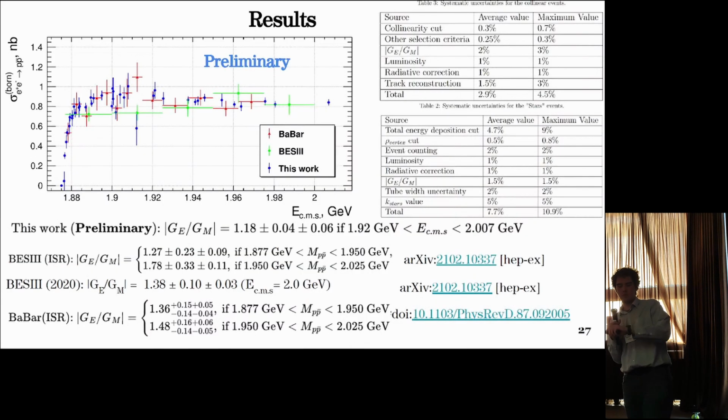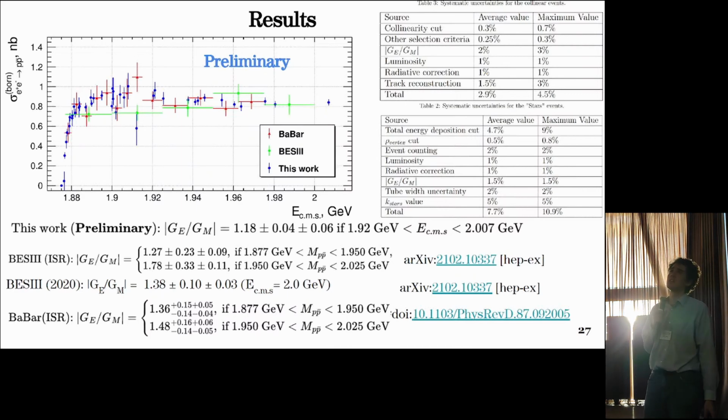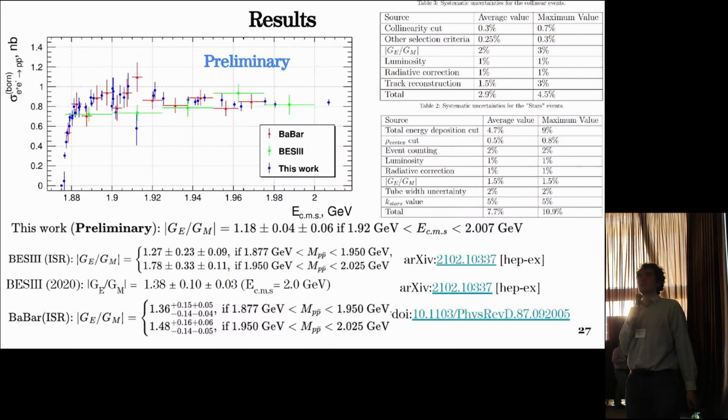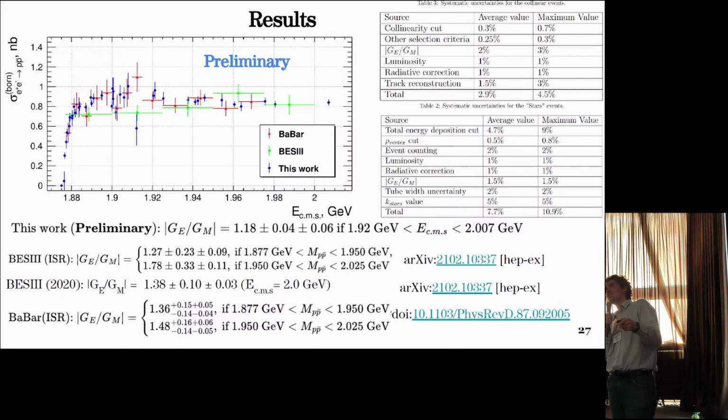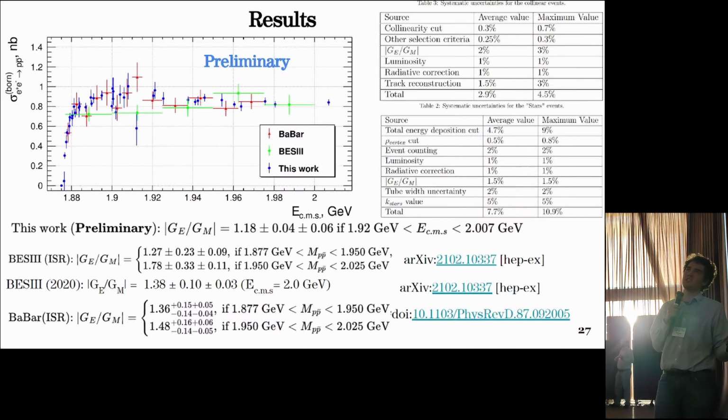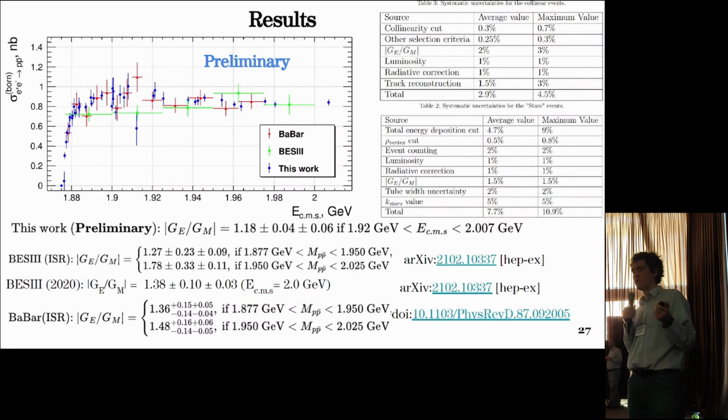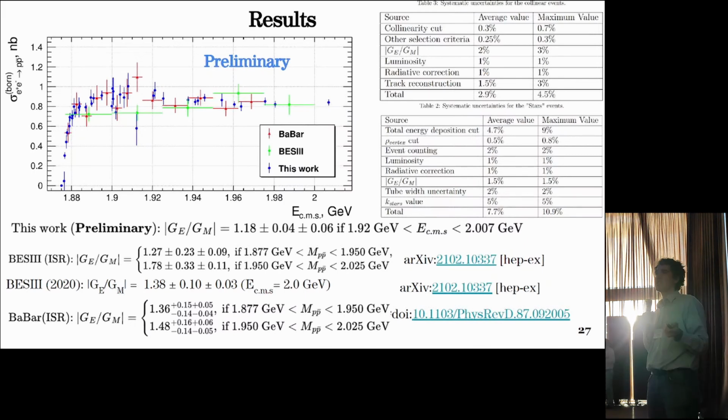And I think I should move to the results. Here you can see our Born cross-section in a comparison with BaBar results and BESIII results. What I'd like to highlight is that we simply have more statistics and better energy resolution than all other experiments. But the problem is with soft events because of this effect.